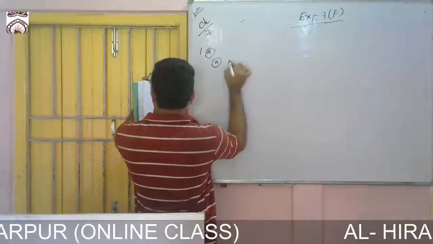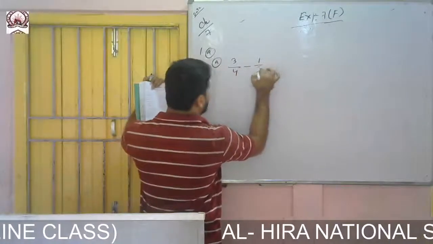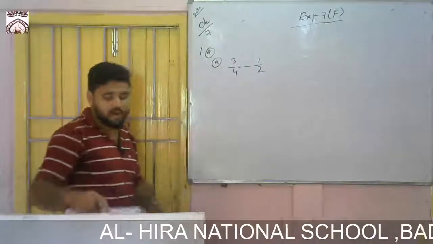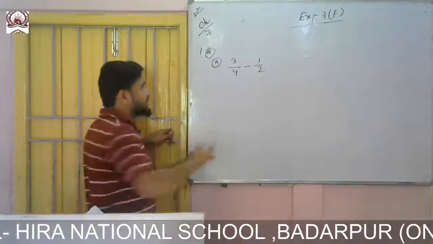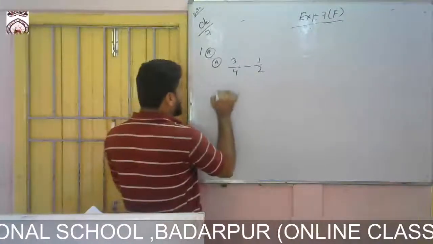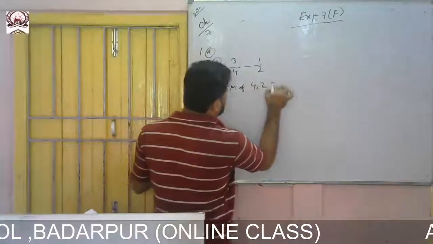Number A: 3 by 4 minus 1 by 2. So how to make them like fractions? Like fractions means making the denominators equal. So how to make the denominator equal? First you take the LCM. Write the LCM of 4 comma 2.